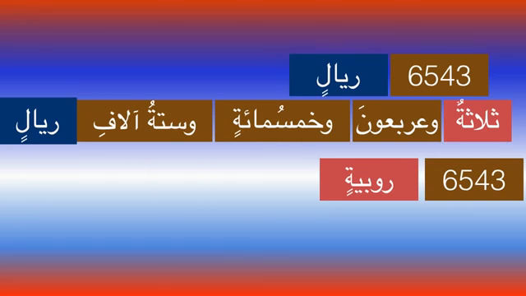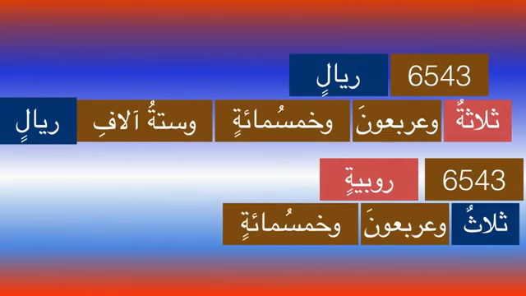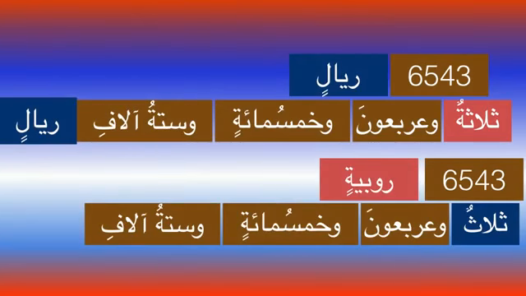So if it is a muannas noun like rubiyatin, we'll say thalathu. So 3 will have a mudhakkar number: thalathun wa arba'una wa khamsu mi'atin wa sittatu alafi rubiyatin. So this is how different types of constructions are used for units, tens, hundreds, and thousands.